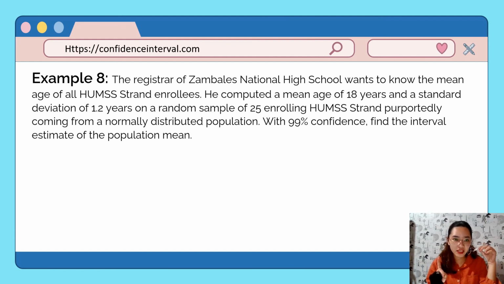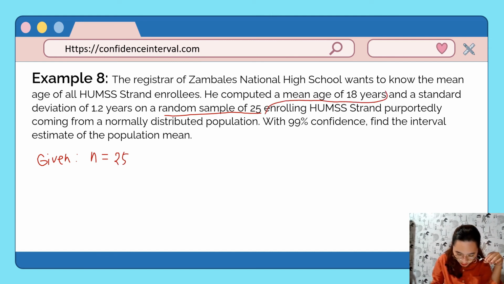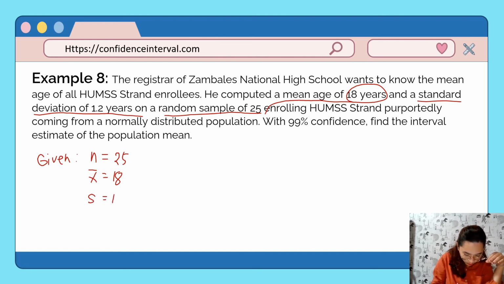Yung unang step natin, kailangan natin i-identify lahat ng available data sa ating problem. Ayan. Bali, what are the given on the problem? Meron daw tayo random sample of 25. At based dun sa random sample na yon, ang mean age daw po niya ay 18 years. And ang kanyang standard deviation daw po is 1.2 years. Standard deviation ng sample, kaya ganito po ang symbol.